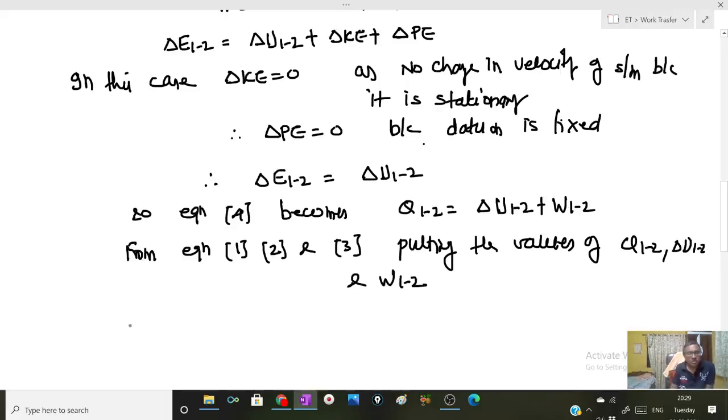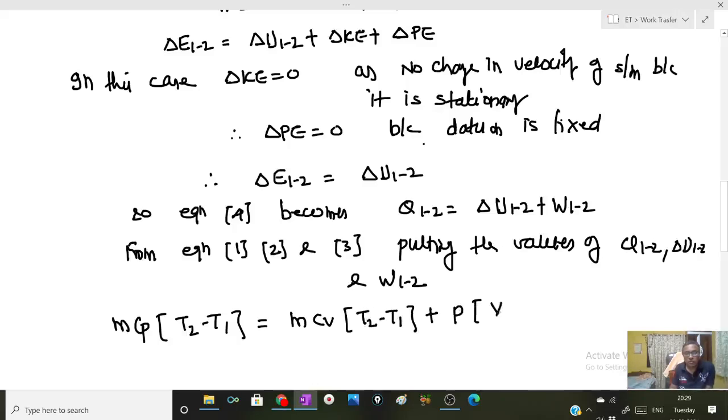So it becomes m Cp (T2 minus T1) is equal to m Cv (T2 minus T1) plus P into (V2 minus V1). Let us say this is equation number 5.